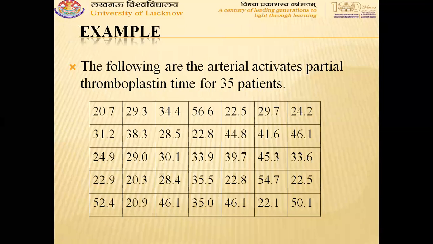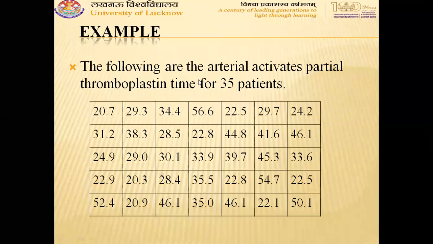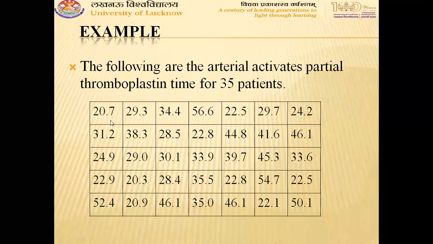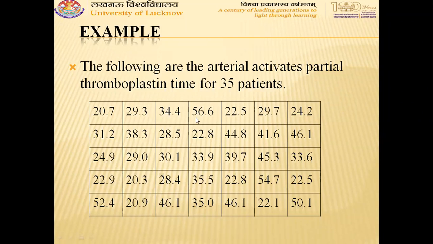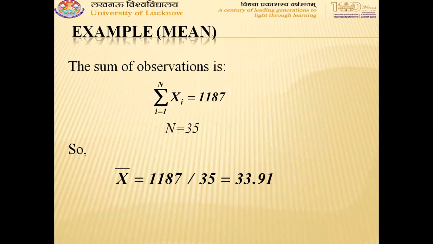First example is for a raw data set on 35 patients, which shows activated partial thromboplastin time for 35 patients, which is given in the following table. For calculation of mean, we add these quantities, that is 20.7 plus 29.3 plus 34.4 plus 56.6 up to the last value 50.1. And the sum of these observations will be 1187. The number of observations is 35.